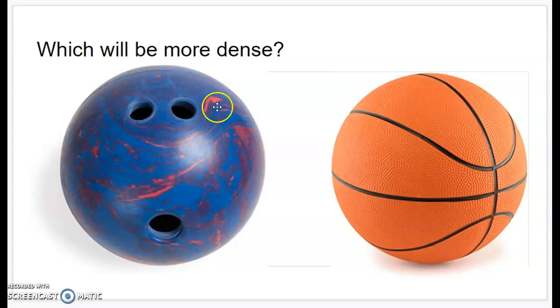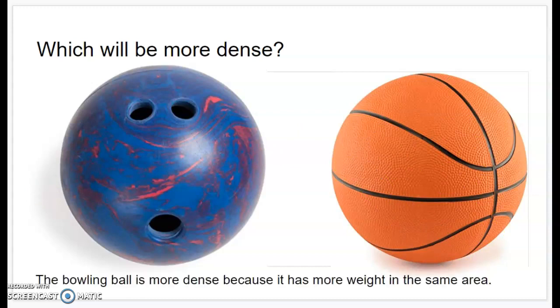Okay, so we have two balls here. We have a bowling ball. We have a basketball. Okay, our bowling ball is filled with a bunch of weight, right? They're heavy. Our basketball, on the other hand, is filled with air, so it does not have a lot of weight, right? So the bowling ball is more dense because it has more weight in the same amount of area, okay?